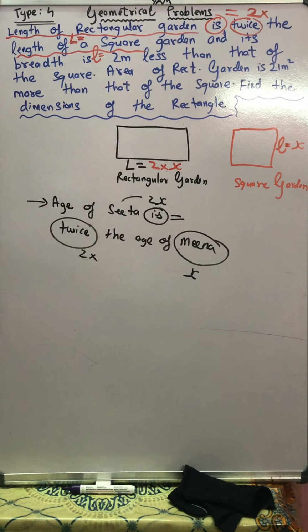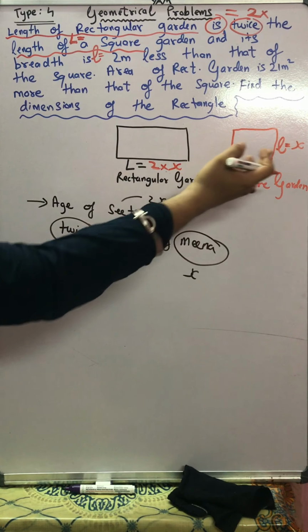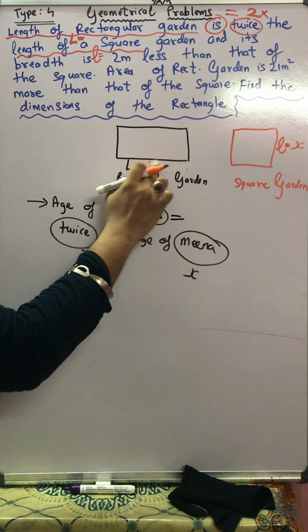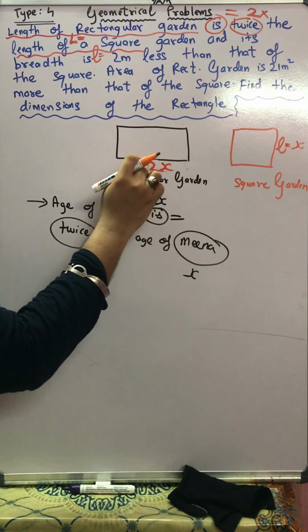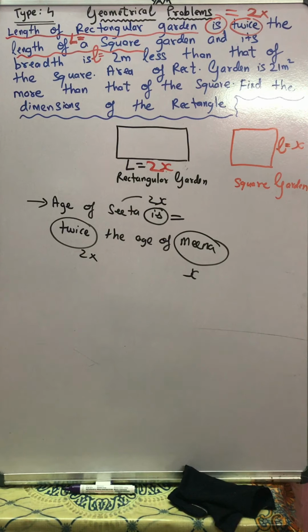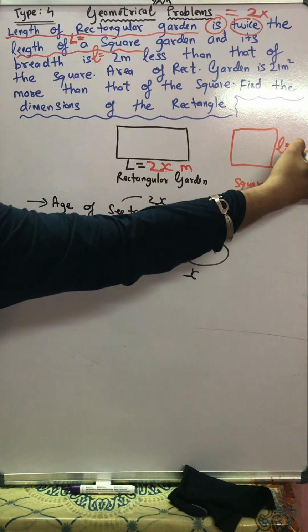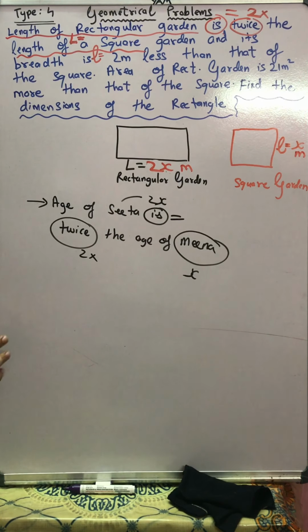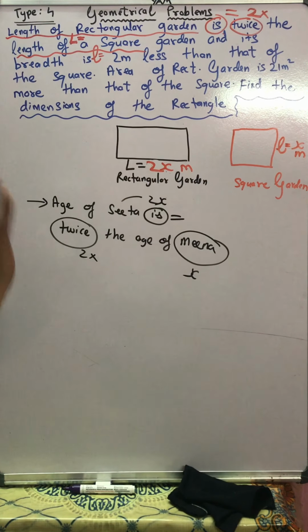Understanding? We have supposed that the length of the square is x, and the length of the rectangle is 2 times the length of the square. So this becomes 2x. Instead of writing 2 multiplied by x, I will write 2x. And of course everything is in meters, so 2x meters. Here it is x meters. I'm not solving the question, I'm just explaining everything with the help of diagrams.